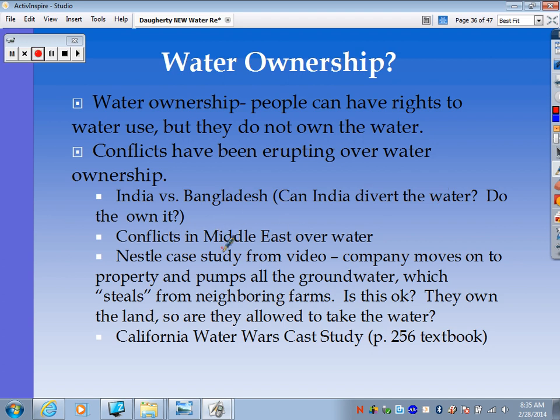There have been conflicts in the Middle East over water. Some environmentalists speculate that in the future, now there are wars over oil and that sort of thing, they speculate in the future there could be warring and conflict over water.